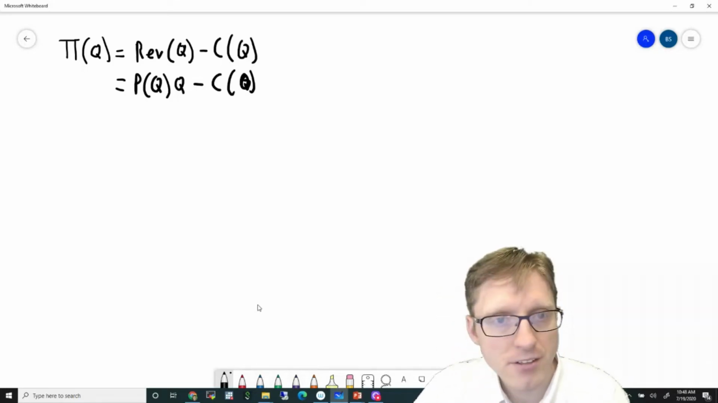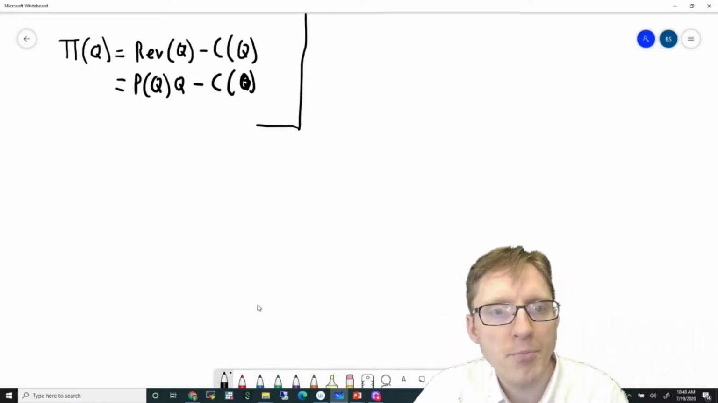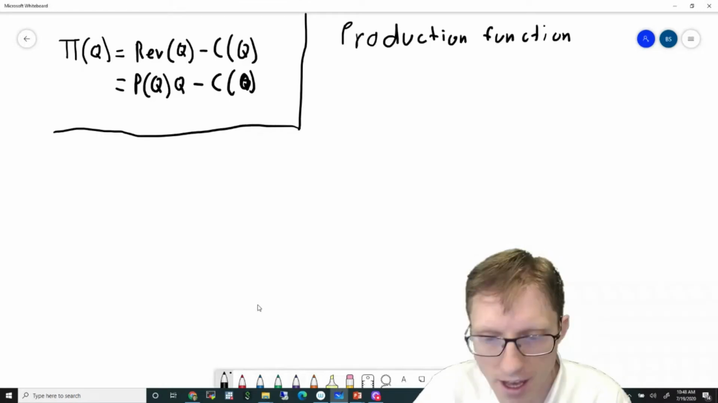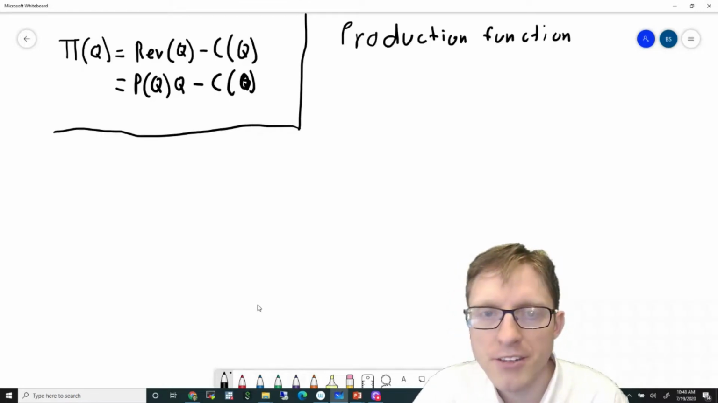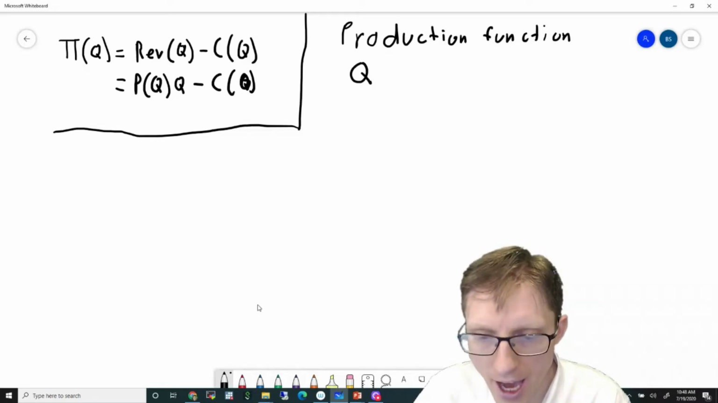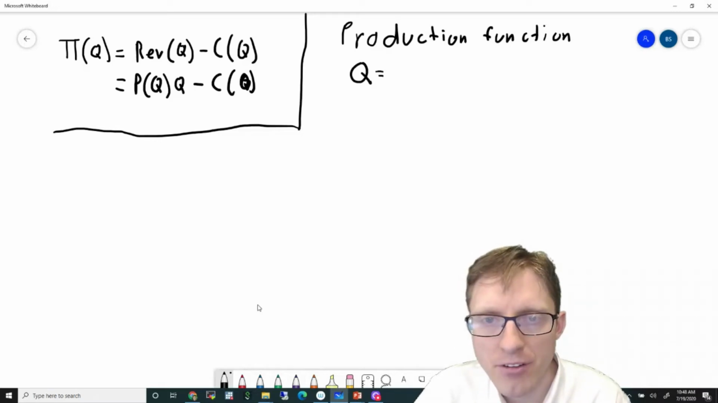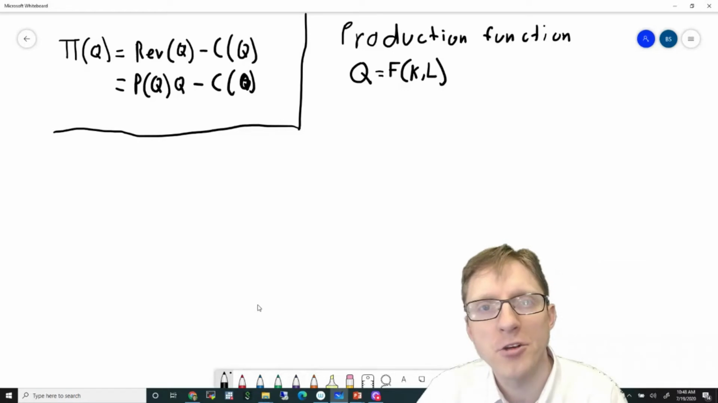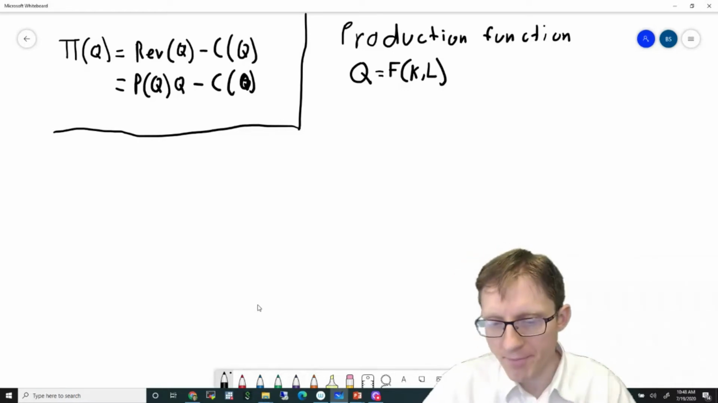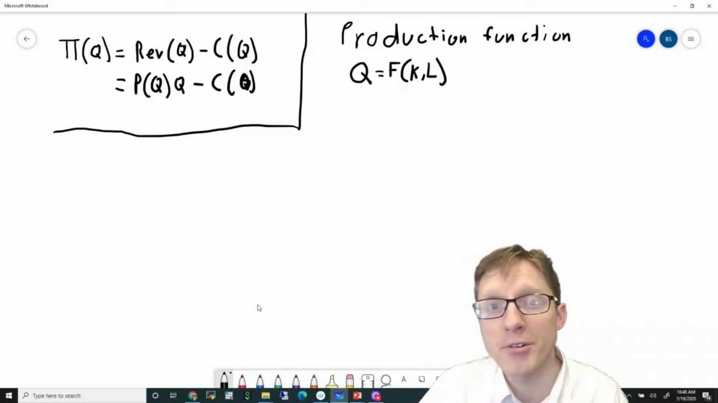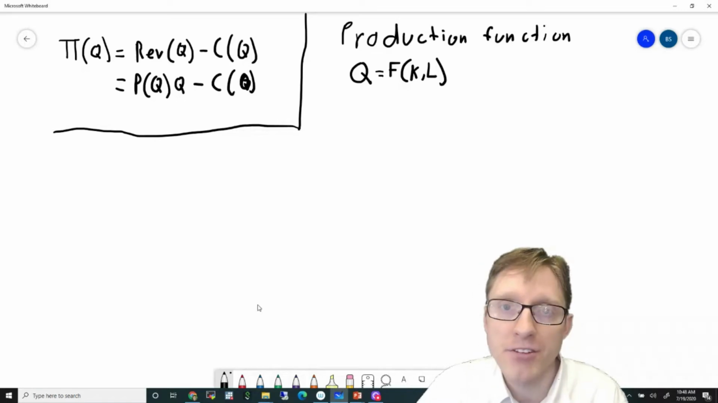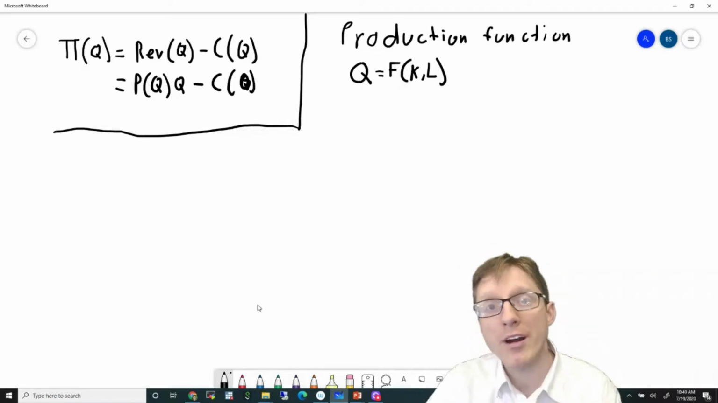We're gonna use something called the production function. So let me write that down here. The production function simply relates the quantity of output to the amounts of the two inputs used. So it's some function of capital K and labor L. And we're going to assume that those are the only two inputs in this market. And this function is going to reflect the fact that you can accomplish this quantity of output with different combinations of capital and labor.